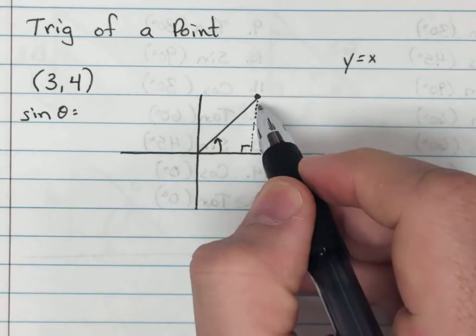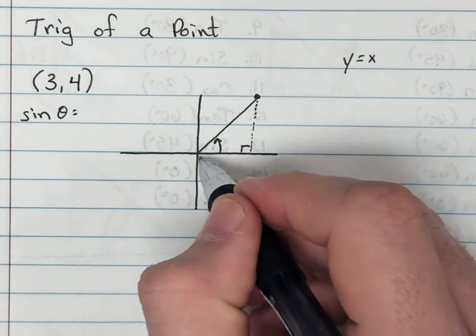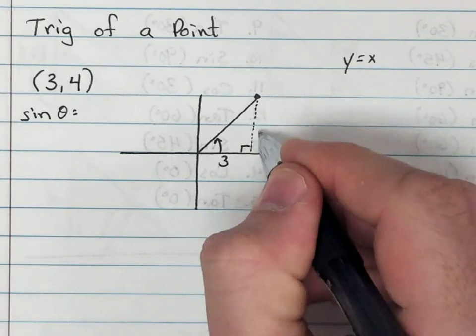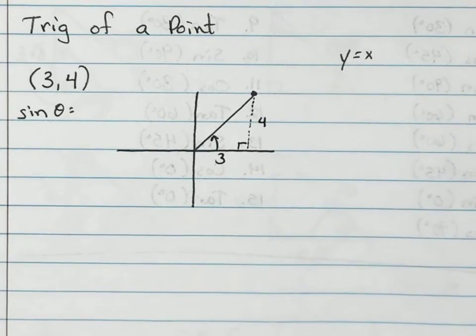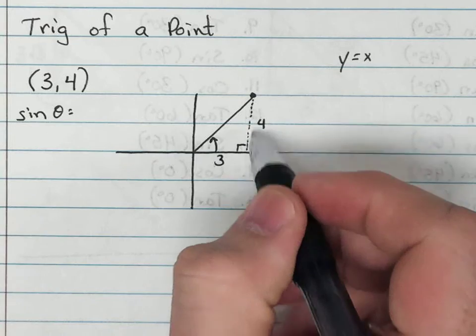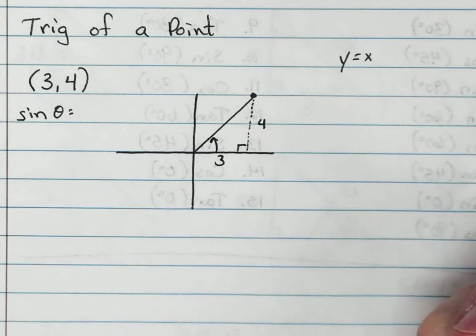To get to this point, here's all you have to do. To get to this point, you went over 3 and you went up 4. Guys, that's the two sides of that triangle. Your x value would be 3, your y value would be 4. That's how you got to that point.